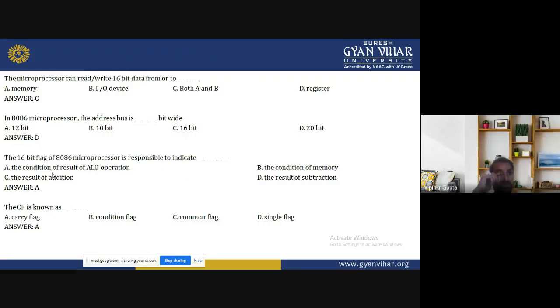In the 8086 processor, the address bus length is 20 bits. The 16-bit flag register of the 8086 microprocessor is responsible for indicating the condition of the result of an ALU operation. As we have already seen, today I will perform some questions. The flag register will be changed according to the arithmetic operation. CF is known as the carry flag.